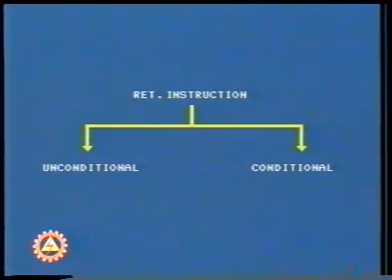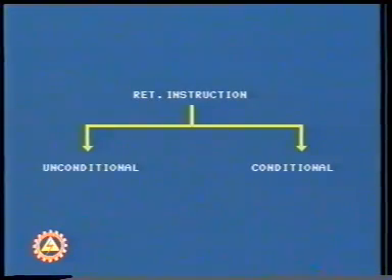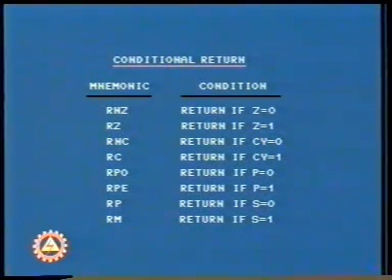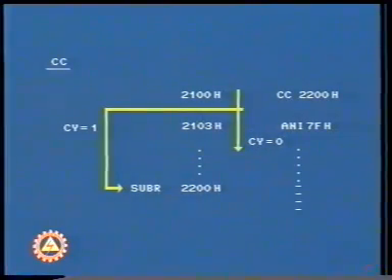Return instructions can be unconditional or conditional. Unconditional return instruction brings back the control to the main program unconditionally, whereas conditional return brings back the control to the main program if a specified condition is satisfied. Let us look at a program incorporating a conditional call and return instructions.